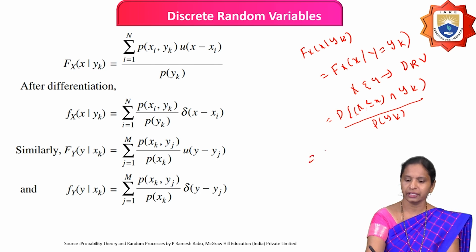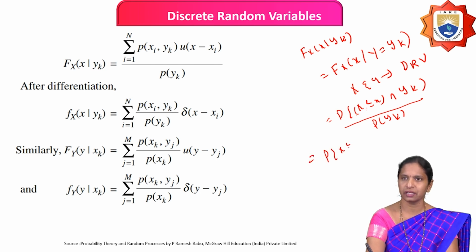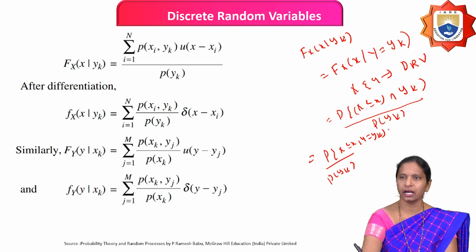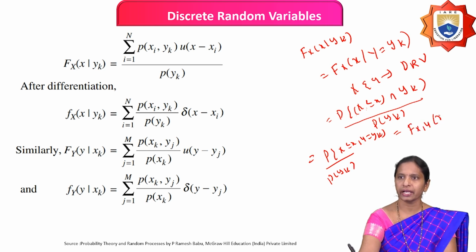Now, we can write this as what? P(X less than or equal to x, Y equals yk) by P(yk). Now, this is called what? The joint distribution function of the random variables X and Y. Therefore, this is nothing but FXY(x, yk), with yk in place of y.